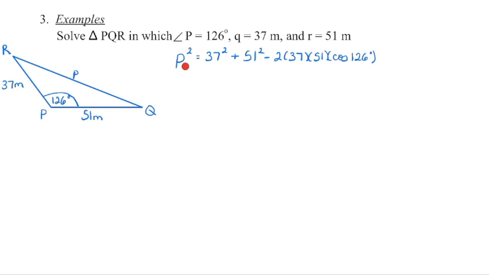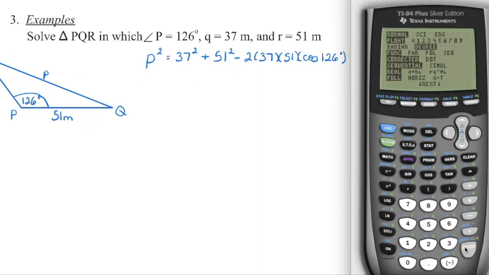So I'm going to have P squared equals one side squared plus the other side squared minus 2 times the first side times the second side times the cosine of that angle. Now, when we go to enter this into the calculator, the first thing you want to do is go into mode, make sure that you are in degree mode, and then we're just going to go second function quit to get out of there.